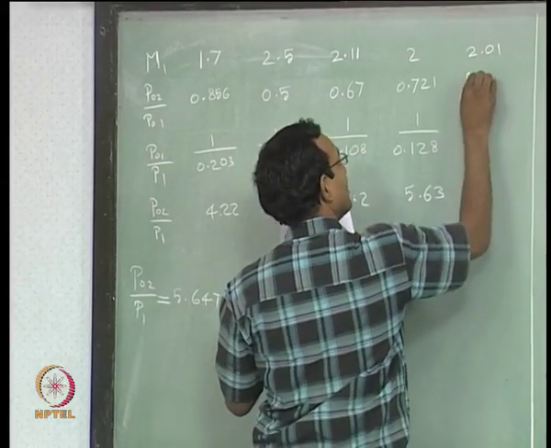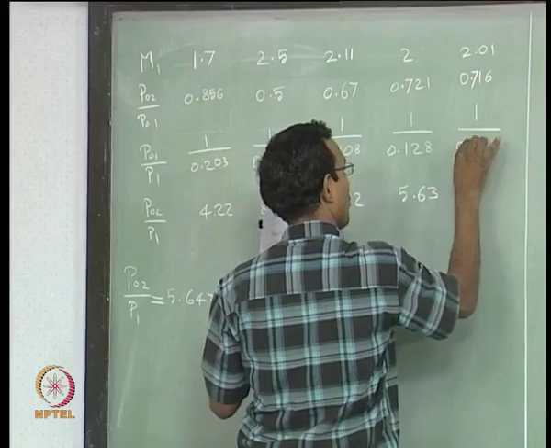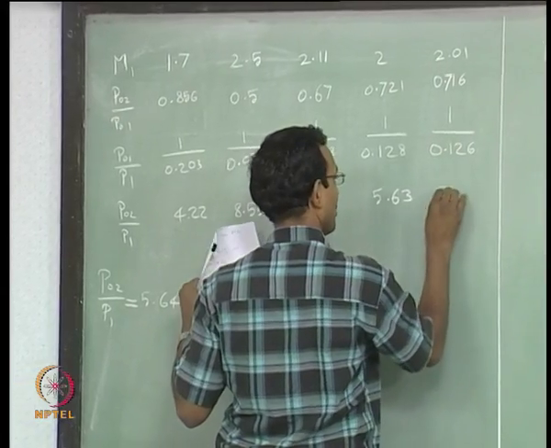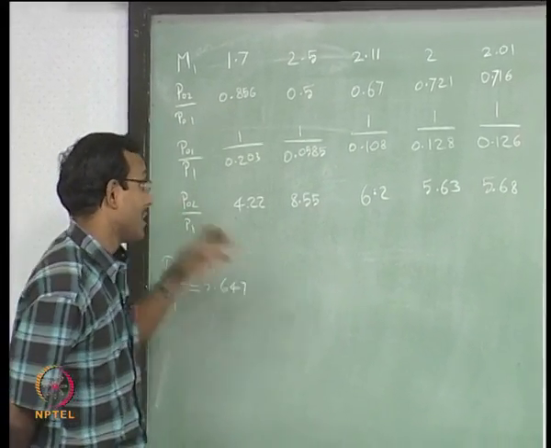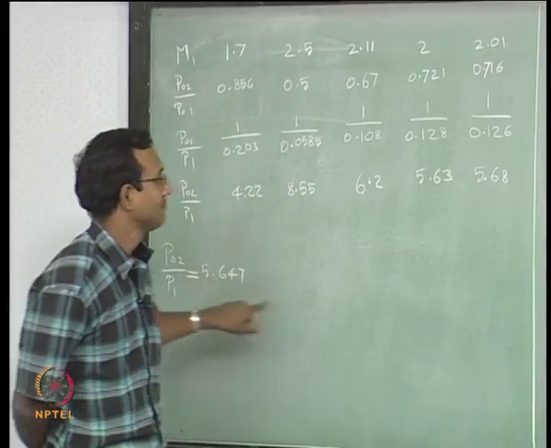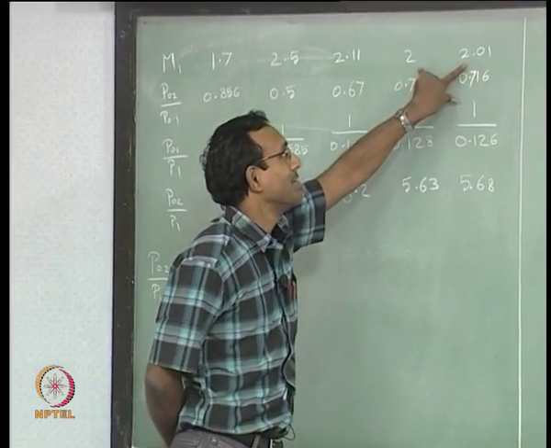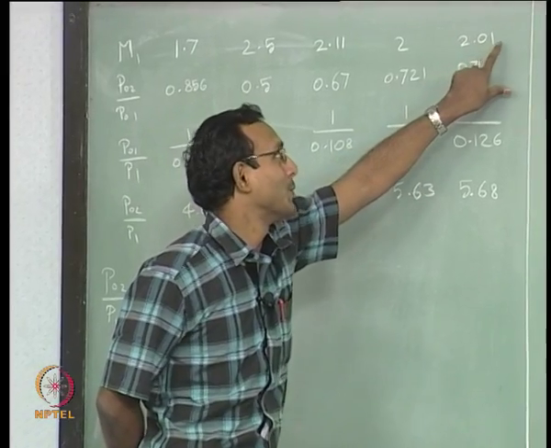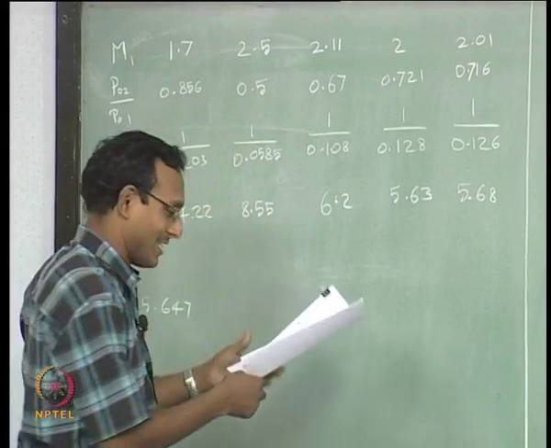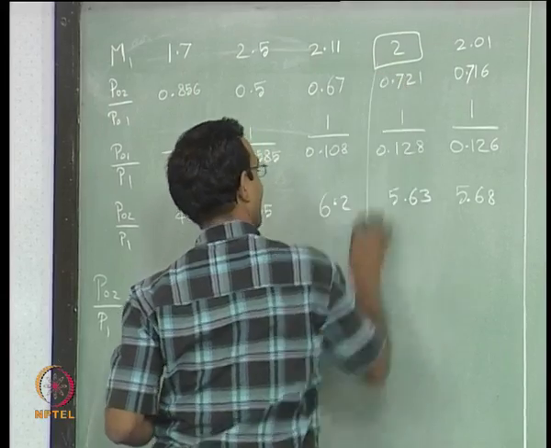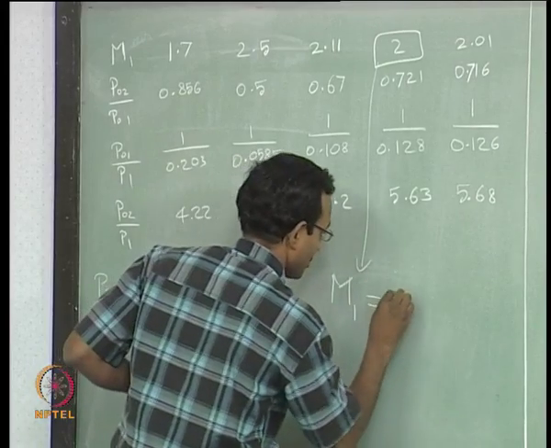If I pick 2.01, this is 0.716, oh I put 716 and 1 by 0.126, and the number comes out to be 5.68, okay. I want an answer close to 5.65, so it is more close to this than to this. So I can go and interpolate between this and say the answer should be 2.007 or something like that, 2.003 or something, or I will just leave it as 2. So we will currently do that and say the answer is just 2, okay. So my M1 or the Mach number in my test section happens to be 2.0.